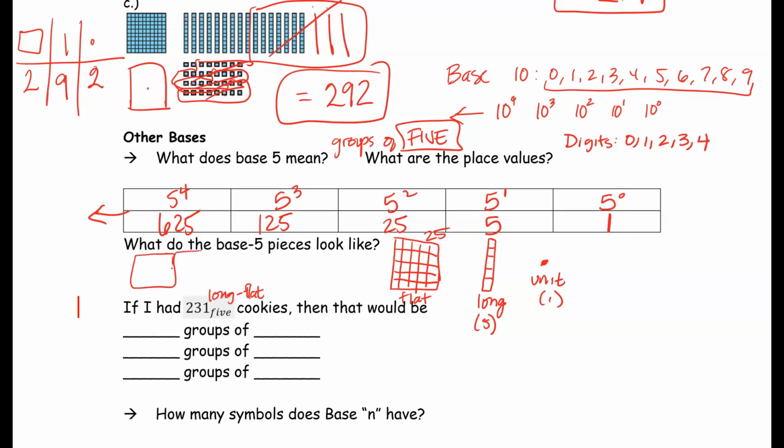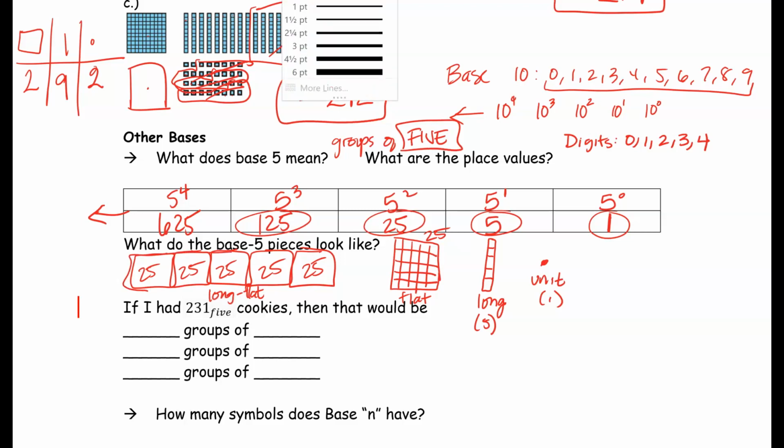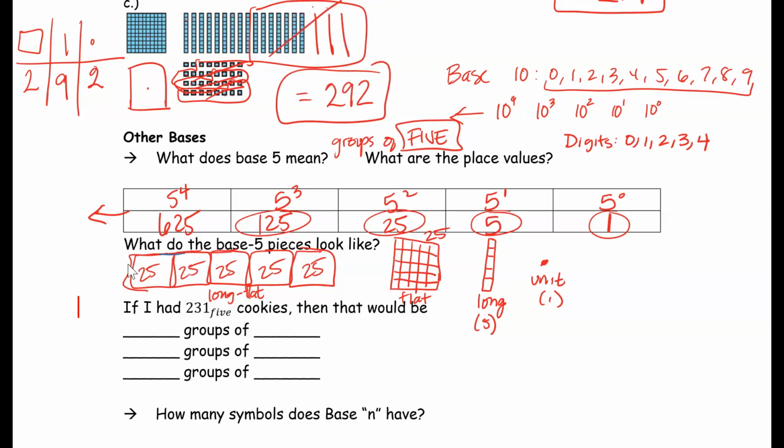So it would look like this. You'd have one of those squares, 2, 3, 4, 5. So notice the place values go 1, 5, 25, 125. To get 125, you're taking that flat and putting 5 of them together. So we've got one big long piece, the long flat, which is just one big rectangle that's worth 125.